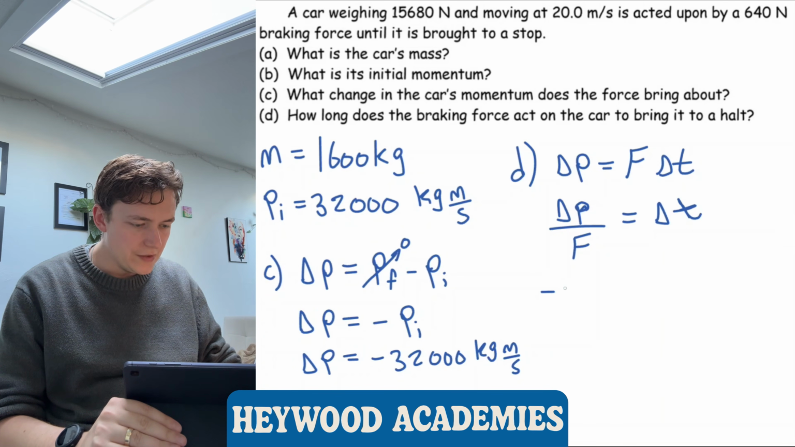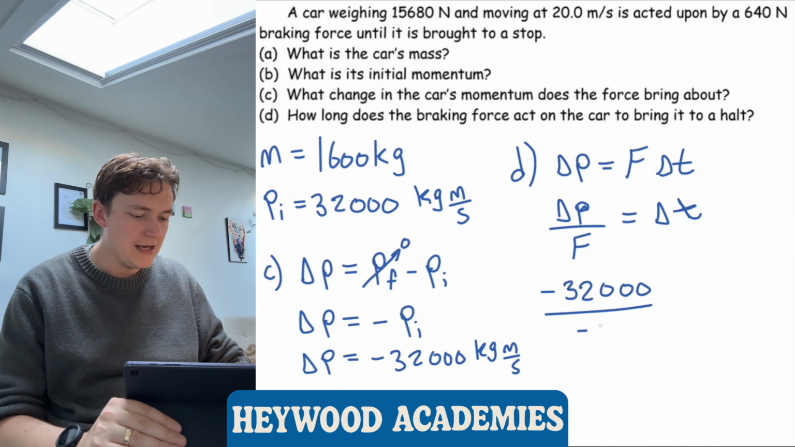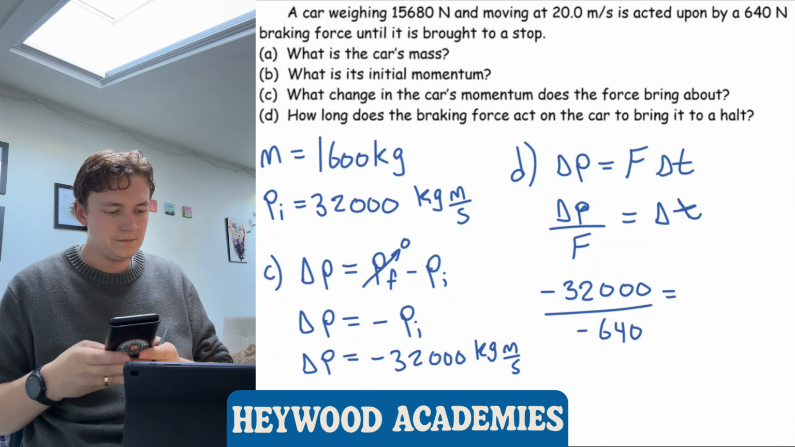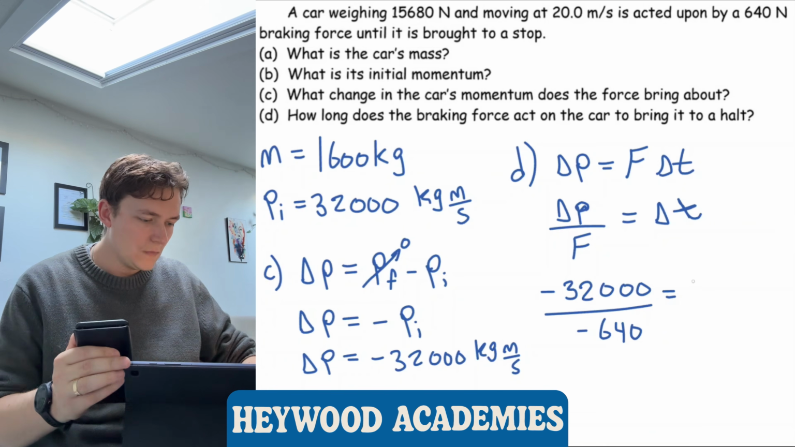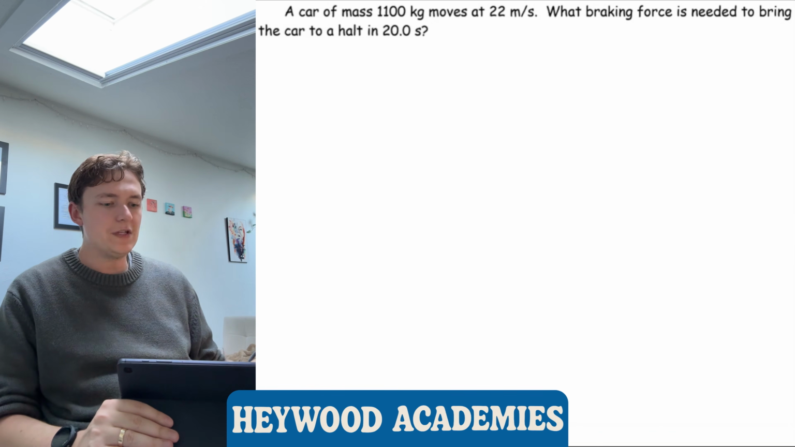Okay, so our change in momentum was negative 32,000, and our force, it says a braking force is 640 newtons. Now in this case we're going to have to assume that that is a negative value so that we end up with a positive change in time here. So we can plug those two in and that'll give us our change in time. Gives us 50 seconds.